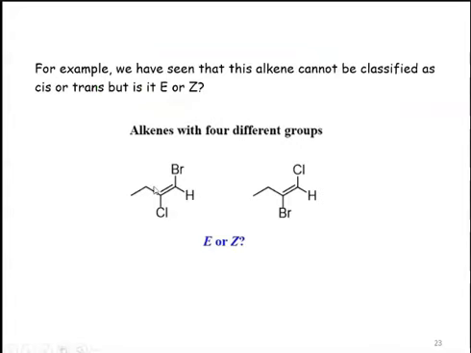Now let us see this example. Here it is an alkene where carbon 1 and carbon 2 are associated with functional groups which are quite different from each other. So what we have to do here, first we have to identify what are the functional groups or atoms which are attached to the doubly bonded carbon atoms.